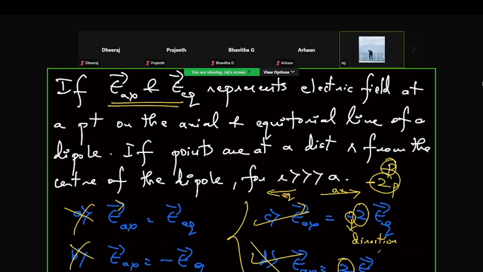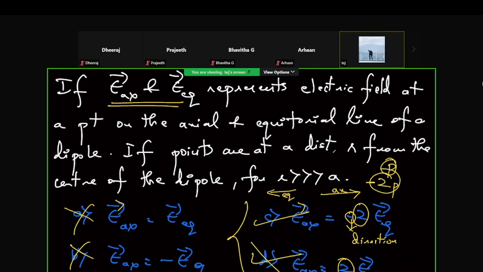This derivation will come from PUC. This exactly will be asked in your CET, or it will be asked as an MCQ of PUC. Correct? Next.